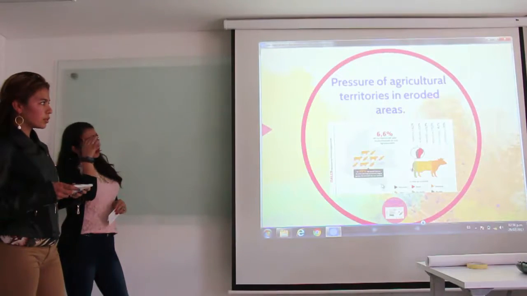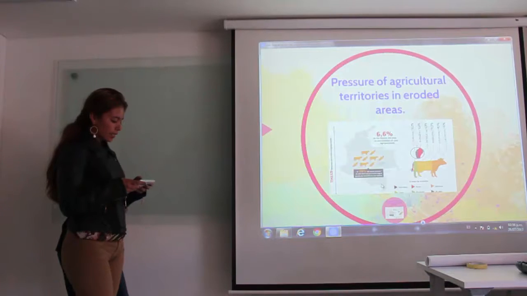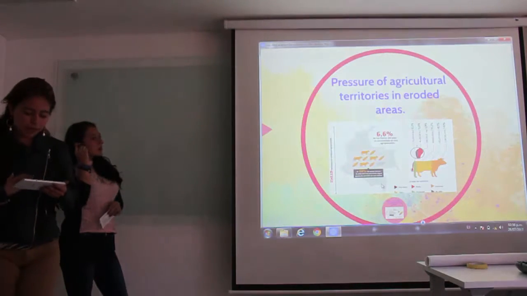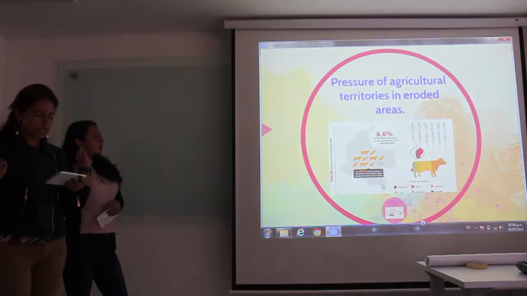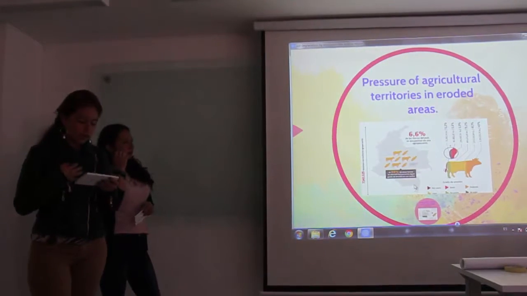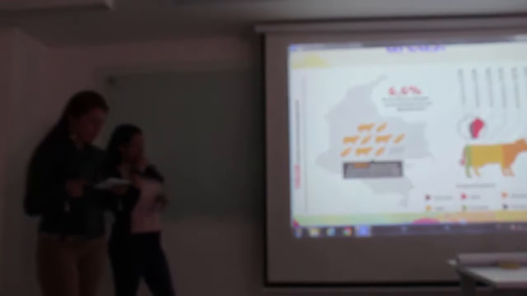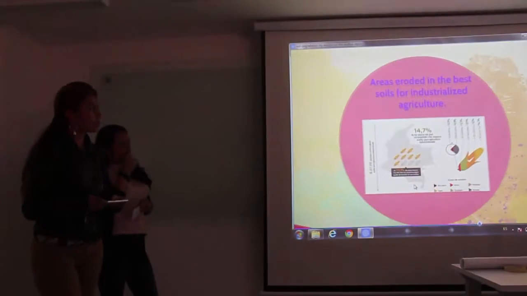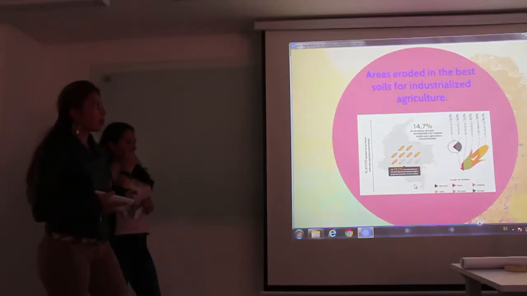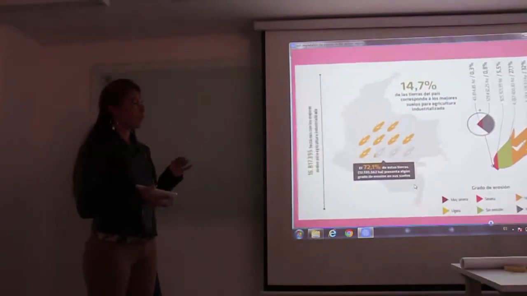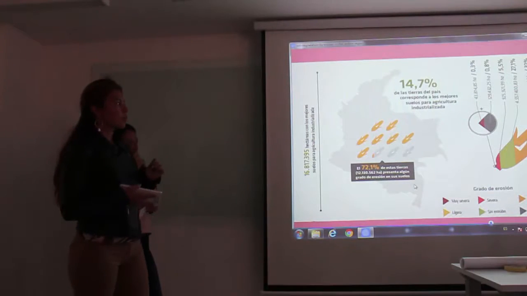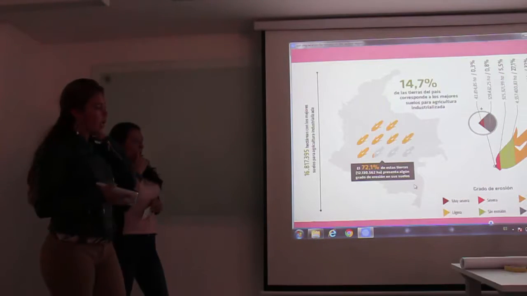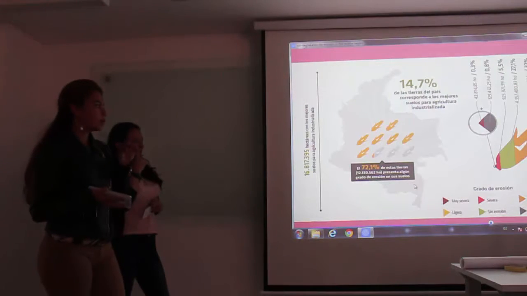And pressure of agriculture on eroded areas: 16% of the area of agricultural lands in the country is affected by erosion, and 4.6% has erosion of degree 7. This means that about 1 million hectares have been lost in soils with this condition. And in the eroded areas of the best soils for industrial agriculture, 14% of these lands in the country correspond to the best soils for agriculture, and 72% have some degree of erosion.